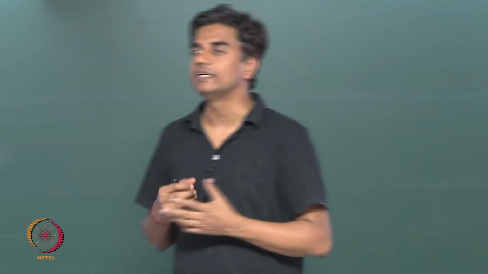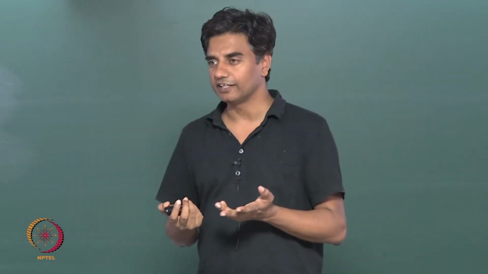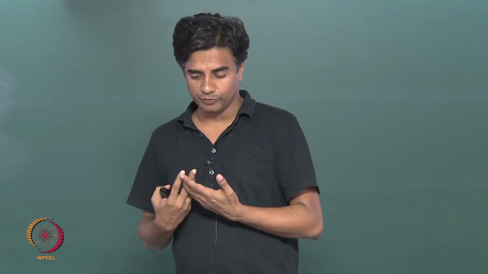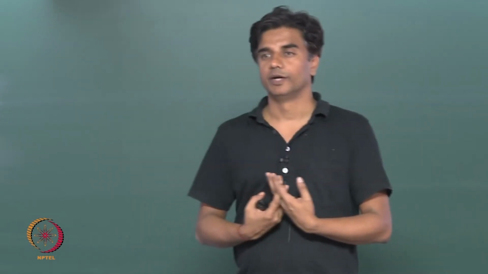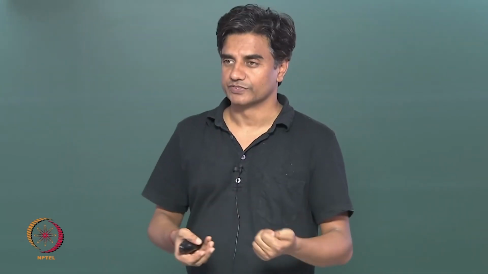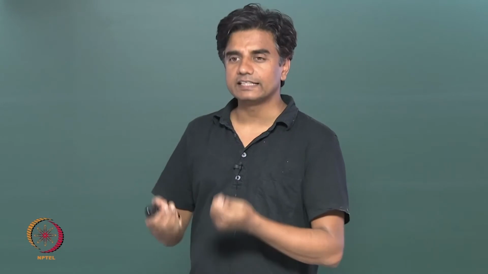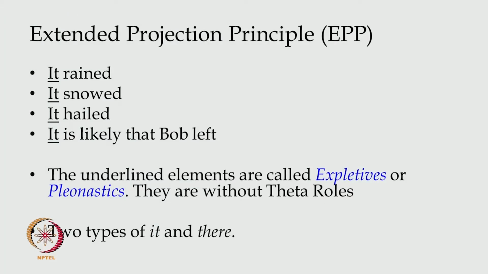What do these two words mean, it and there? They are also sort of pronouns, right? And as we know about the canonical definition of a pronoun, pronouns are replacing nouns, right? So in a way they are nouns. But if you look at this sentence, it rained. What's the meaning of the word it?